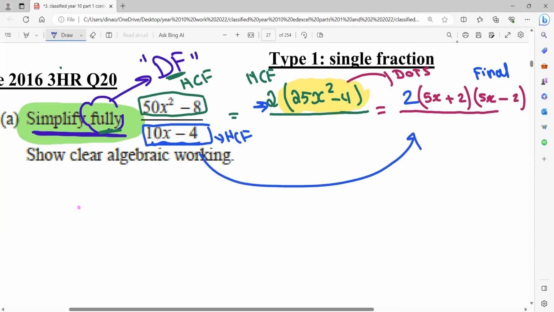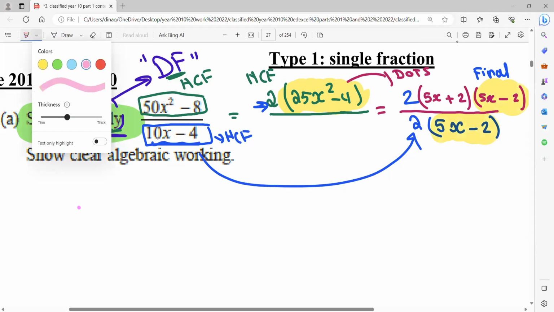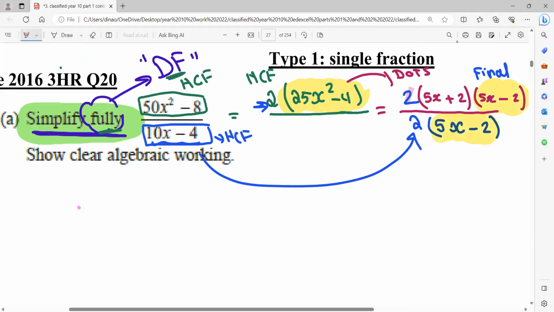10x minus 4, the highest common factor again is 2. And then you open the bracket, divide by 2. 10 divided by 2 is 5, and the x remains as it is. Negative 4 divided by 2 is negative 2. Identify common items. 5x minus 2 here, 5x minus 2 here. These two can be cancelled together. And what else? Yes, the 2.